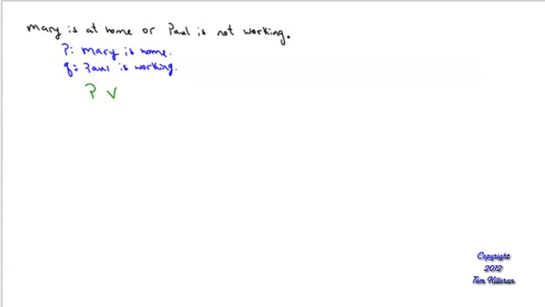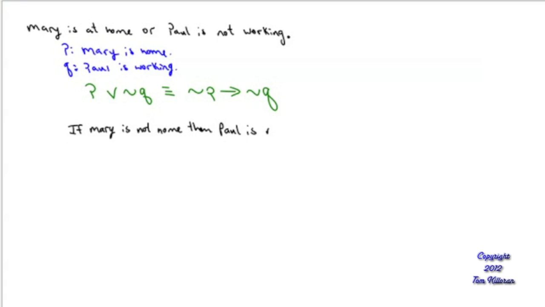P or squiggly Q. Now, under the strange equivalence, the first position changes, the second position stays the same. So the first position changes, this becomes squiggly P arrow squiggly Q. First position changes, the second one stays the same. So how do I read the second statement there? Mary is not home, then Paul is not working. And we're done.